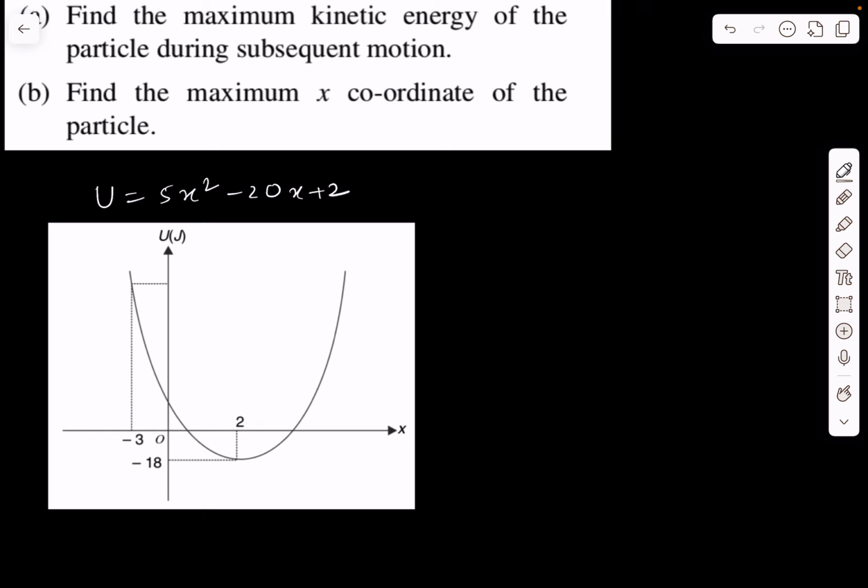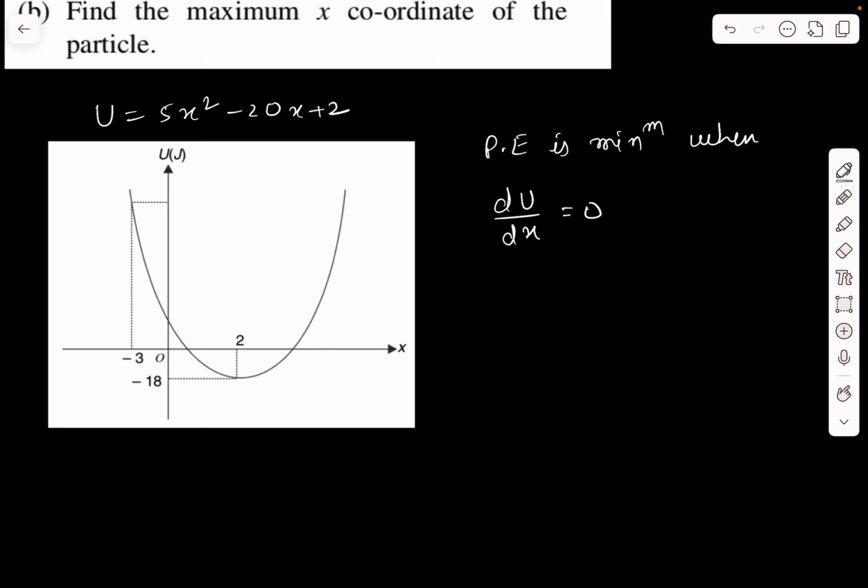So the potential energy is minimum when we know that dU by dx should be 0. If we differentiate the given expression of U, we get 10x minus 20 equal to 0, which on solving gives us x equal to 2 meters. And as we can see, at x equal to 2, the value of U comes out to be minus 18 joule.